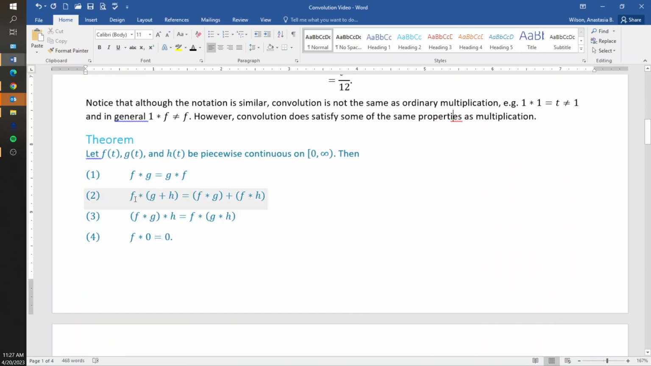You can also distribute a convolution, so f star g plus h, you can distribute it. If you have three functions that you are trying to find the convolution of, the order again does not matter. And one thing that is always true, if you do f star 0, so you convolute a function with 0, you will always get 0. So it's not true that 1 star f is equal to f, but it is true that f star 0 is equal to 0.